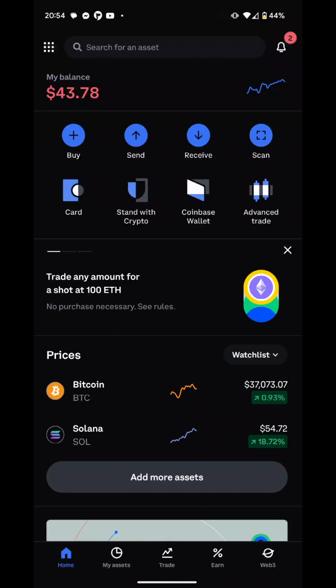So click on Advanced Trade right here. This should be your home page. Advanced Trade will take you to this area where you have all of your stuff. Go to Orders, and here you can actually see your past orders. From here, you can click this to open one up.